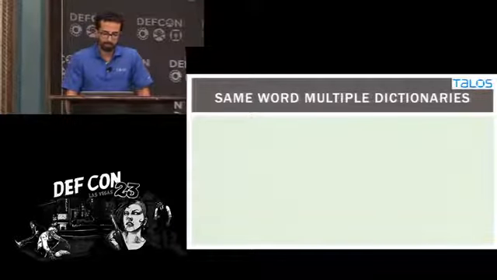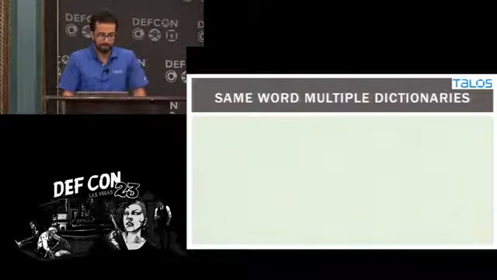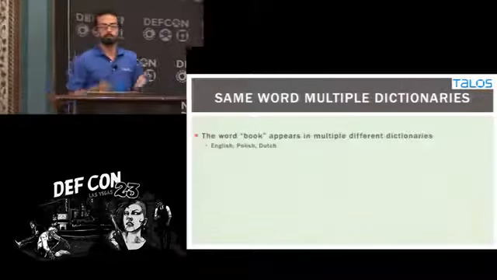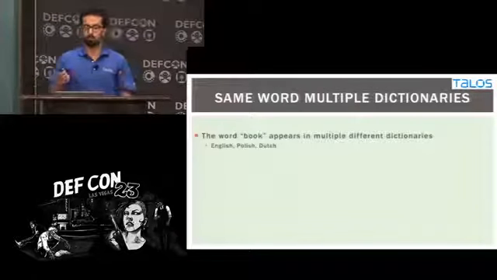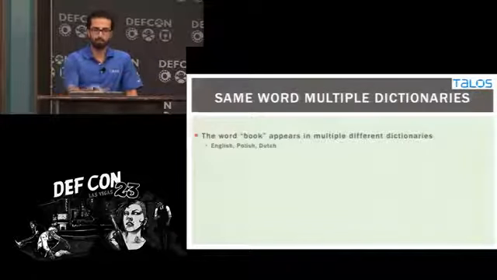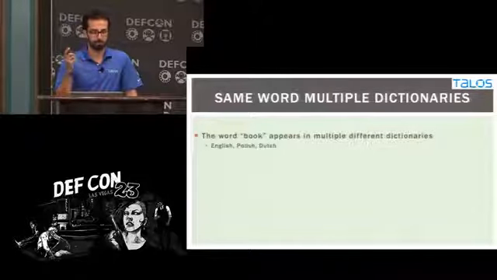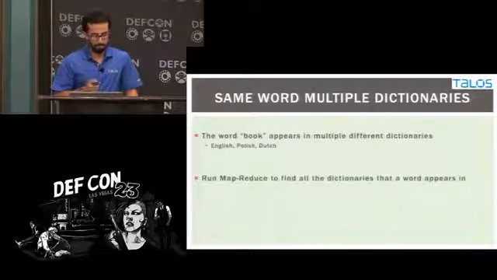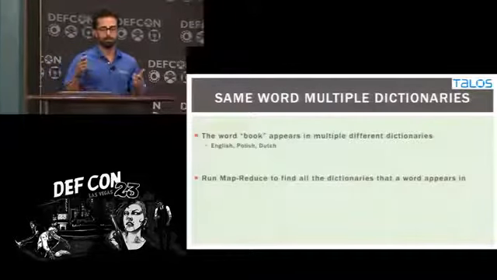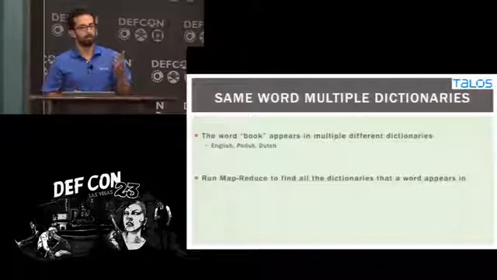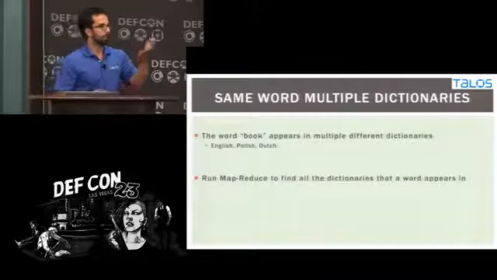So next thing I need to note here is that the same word might appear in multiple dictionaries. The word book appears in at least these three dictionaries: English, Polish, Dutch. So to take care of this, I run a MapReduce job to find all the dictionaries that a given word appears in.